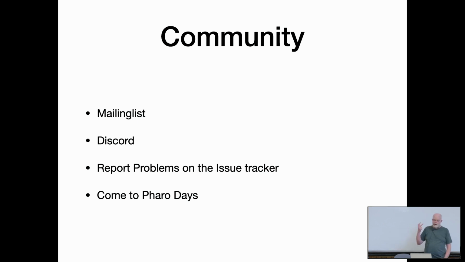Mailing list, Discord, report problems on the issue tracker. If you have an issue, look at the issue tracker, search a bit if maybe someone else has seen it already. If not, describe what you saw and what you think is the problem. It helps really a lot. Another idea is you can come to Pharo Days or to ESUG and talk with people. That's another nice way of finding support in the community.